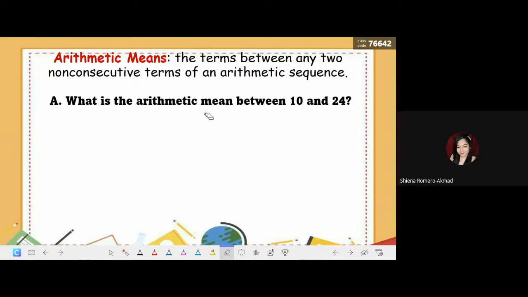Yan. Ano daw po yung arithmetic mean ng 10 and 24? Sige nga, i-try nyo nga. What is the arithmetic mean of 10 and 24? Ano kaya yung number nasa gitna nila? Sige nga, try nyo lang po natin. If you're able to understand ano yung nasa gitna nila. 15? Is it 15? Ano pa pang nasa gitna?